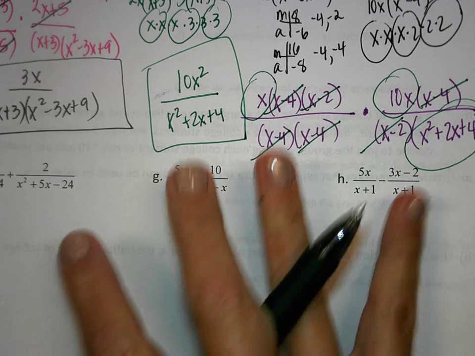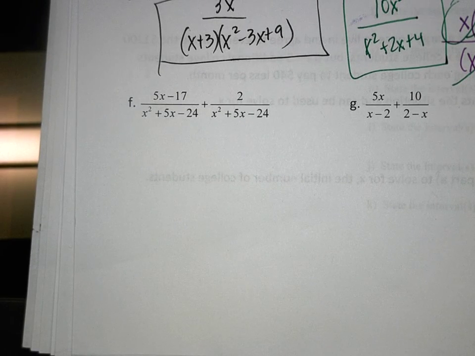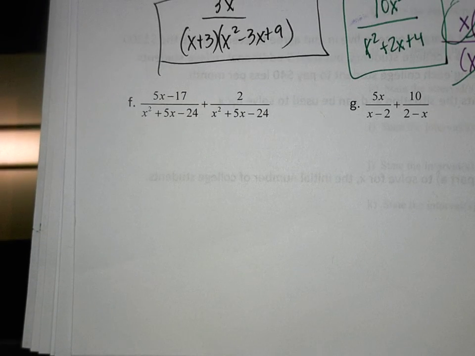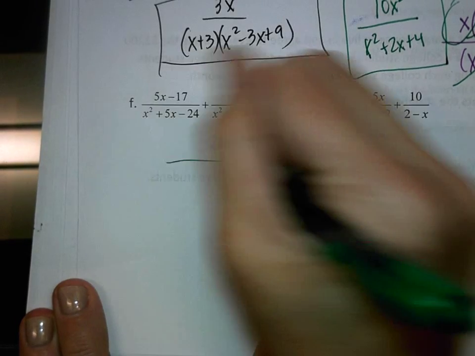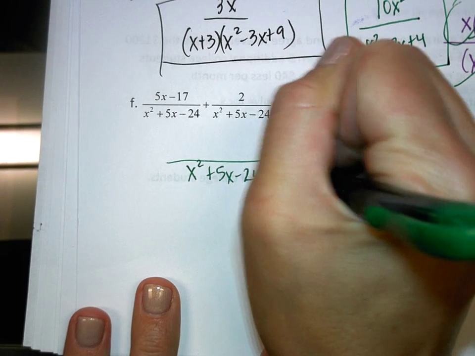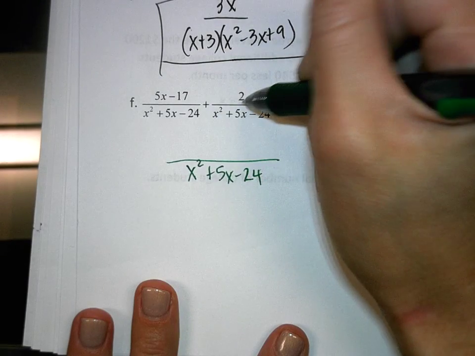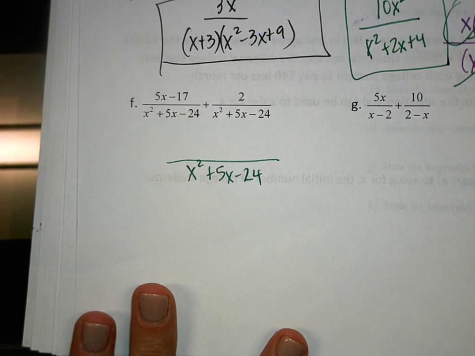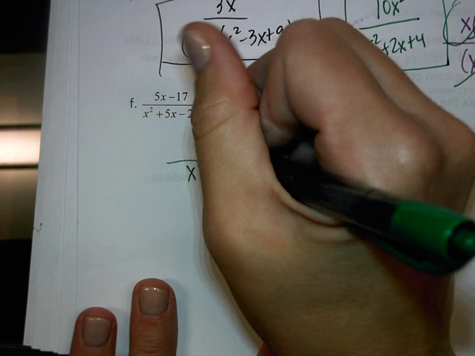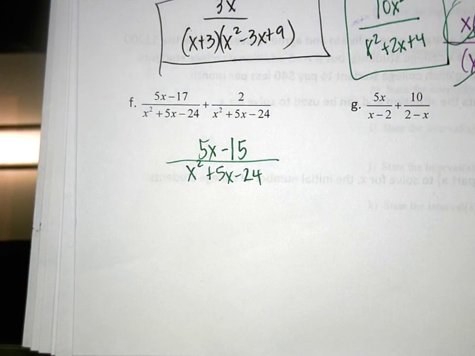All right, F. Now this is what? Addition. The only way to add fractions is if they have what? Same denominators. Do these have the same denominators? Yes, so our denominator stays the same. We have x squared plus 5x minus 24. We can now add the tops, because since this is adding, this would stay a positive 2. And so what do I end up with? 5x minus 15. Now we need to check to see if we can reduce.